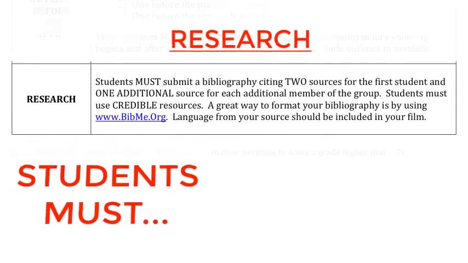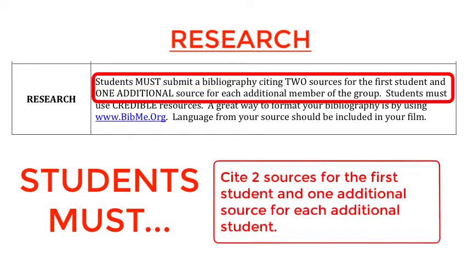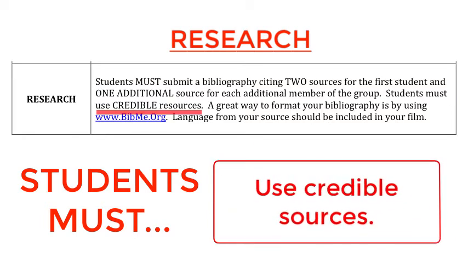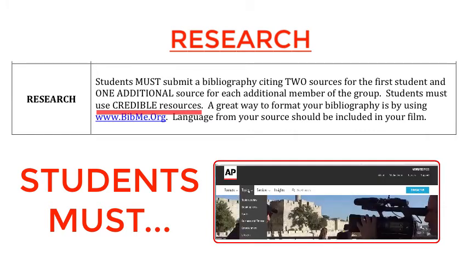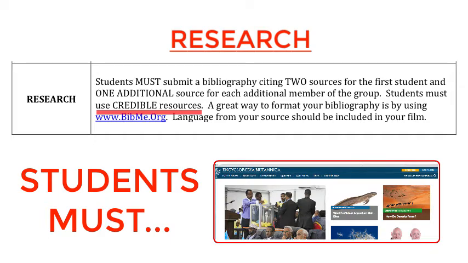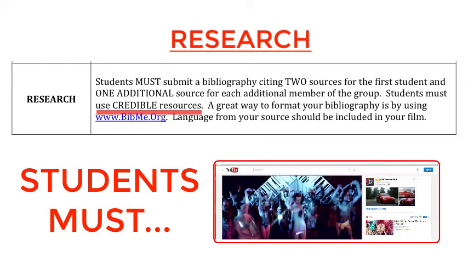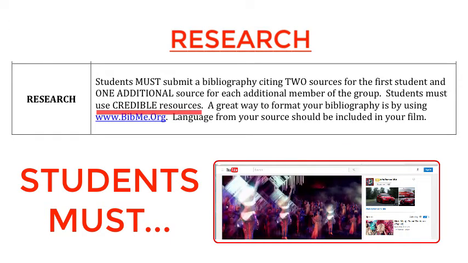Research. Students must submit a bibliography citing two sources for the first student and one additional source for each additional member of the group. Students must use credible sources. That means they have to be sources that are considered trustworthy, like the AP or an encyclopedia. And they can't be, well, you know, lines from a Nicki Minaj song.